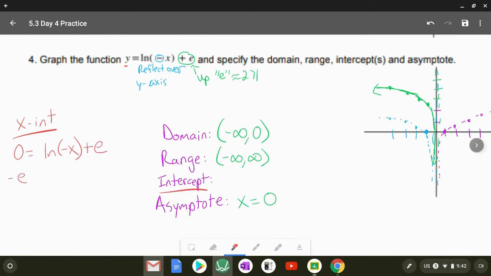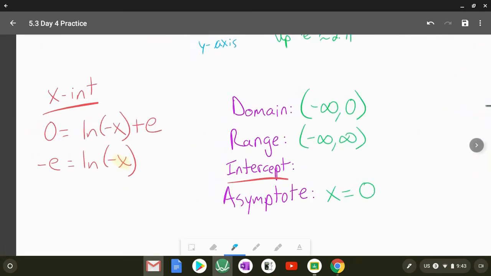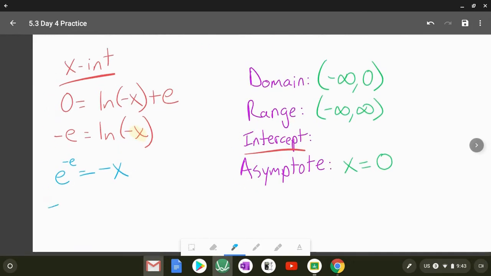Subtract e. So negative e equals natural log of negative x. And then since x is on the inside, we got to convert to exponential form. So remember the base is e. So we have e to the negative e equals the inside of our log function, and then just divide by a negative. So we have negative e to the negative e equals x.